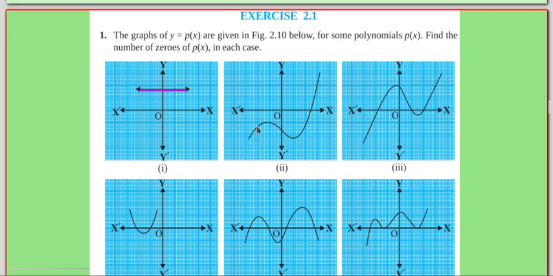In this polynomial, it is intersecting the x-axis at only one single place, so the number of zeros is 1. In this polynomial, it is intersecting the x-axis at 3 different places, so it has 3 zeros. It is intersecting the x-axis at 2 different places, so the number of zeros is 2. This graph intersects the x-axis at 4 different places, so the number of zeros is 4. Here 1, 2, 3, so it has 3 zeros.